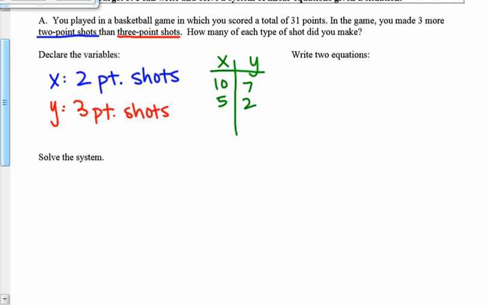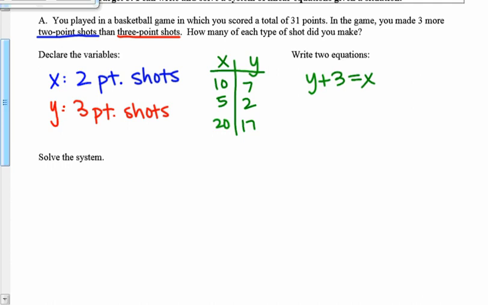Let's try another one. Let's say I made 20 2-point shots. I made more of those than 3-point shots, so I'm just going to subtract 3 again. And I only made 17 of those 3-point shots. So you can kind of see a pattern starting here. I'm just subtracting 3. I can really just say that I'm adding 3 to my y's to get my x's. So one of my equations is just going to be y plus 3 equals x.